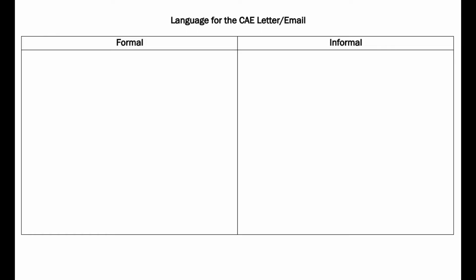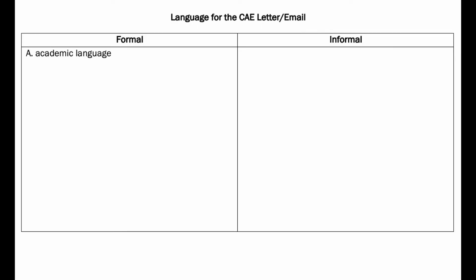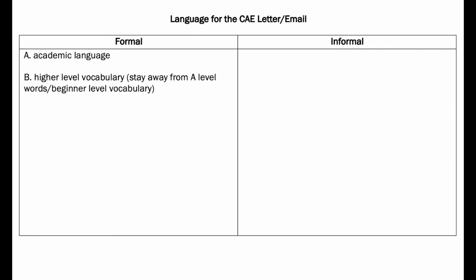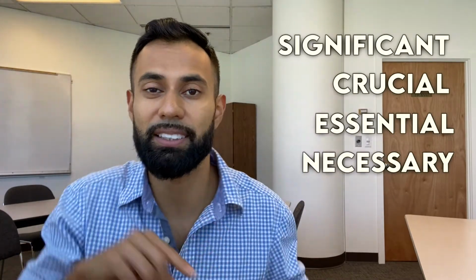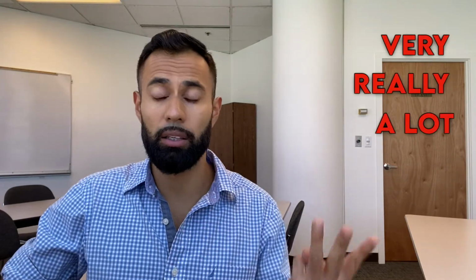Okay, I'm back. We're gonna start with the formal language. For this one, we're gonna use academic language. Use the impressive vocabulary, the words that you learn in your Cambridge preparation classes or the vocabulary lists you're creating on your own. Remember the English host vocabulary rule. If it's a word that a beginner student of English would know, if it's an A-level word, don't use it. You gotta get that vocabulary at a higher level. Oh, you wanna use the word important? No, significant, crucial, distinguishable, something more specific. You wanna use very, really, a lot.